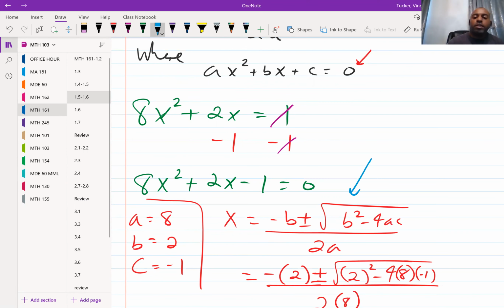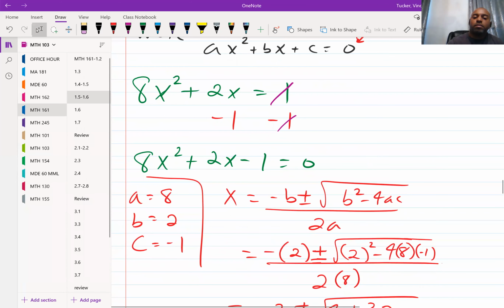And then from there, you plug it into the equation. So there's a minus sign in front of B in your formula, so make sure you don't lose that. So you're plugging in +2. So that's -2 plus or minus square root of 2 squared minus 4 times 8 times -1, over 2 times 8. So you put in 2 where you see B, 8 where you see A, and then that -1 where you see C.